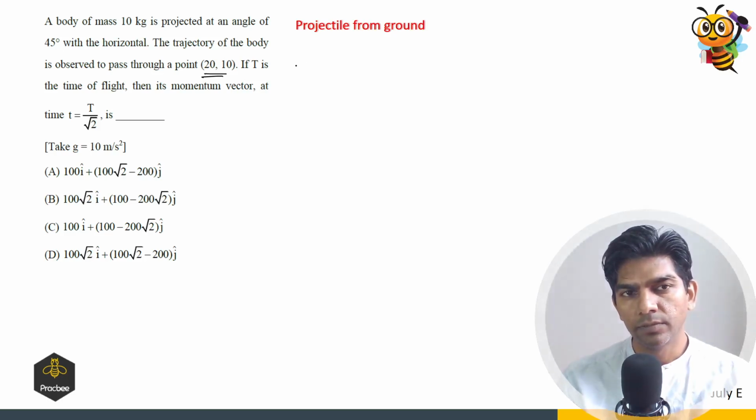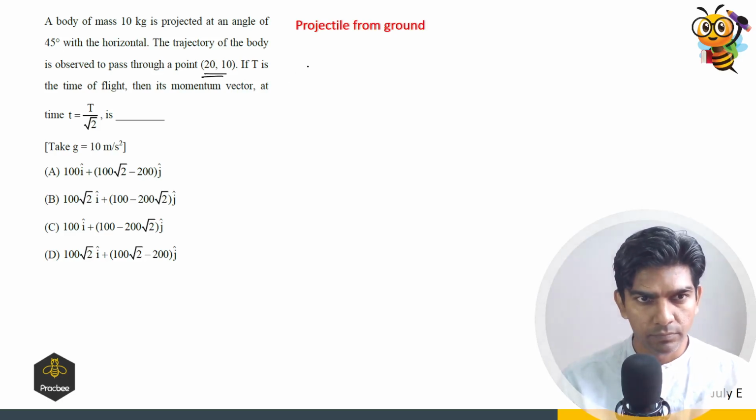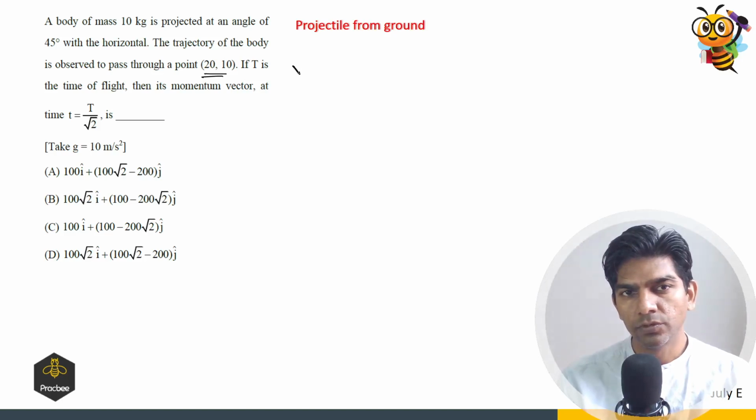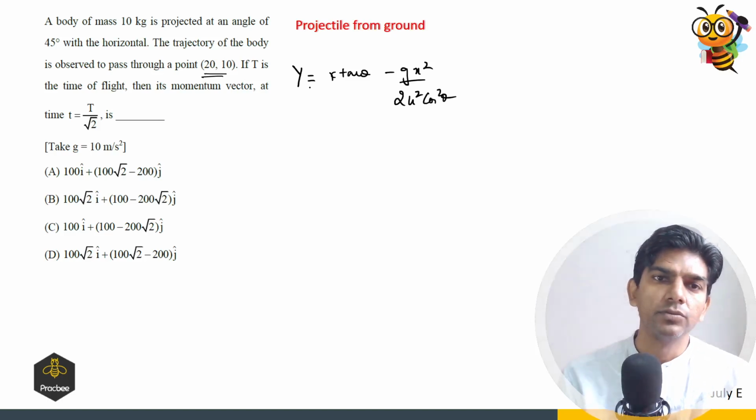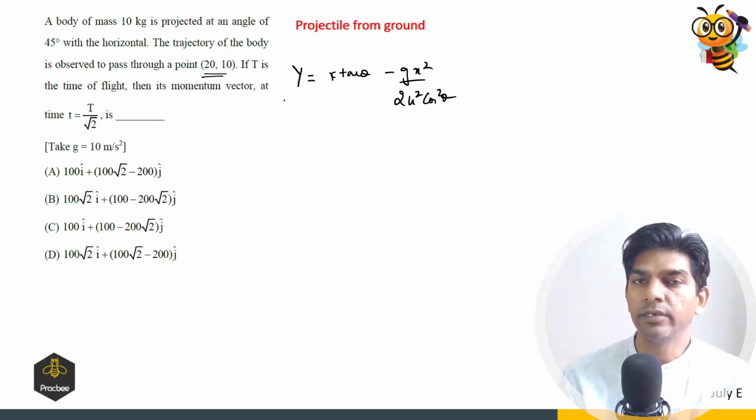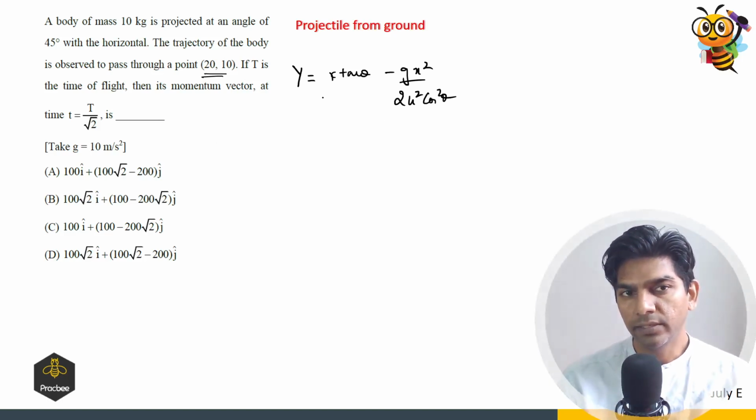So let us use this formula, the equation of trajectory. So y equals x tan theta minus g x square upon 2u square cos square theta. So theta is given as 45 and it is passing through (20, 10). Let us substitute y as 10, x as 20.